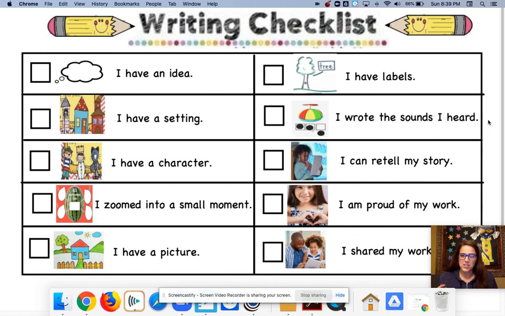Okay. Also, you can click on those little caption things in the bottom of Seesaw, and that'll have me saying what each of these are again, so you don't have to watch this whole video. So I will read these to you if you forget what the checks are or what the checks are for.